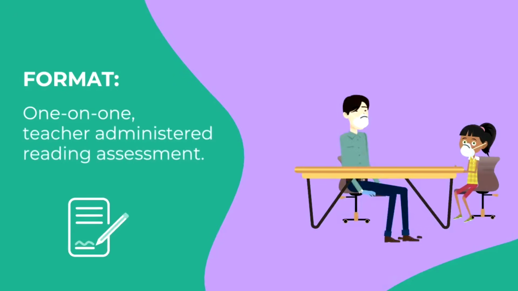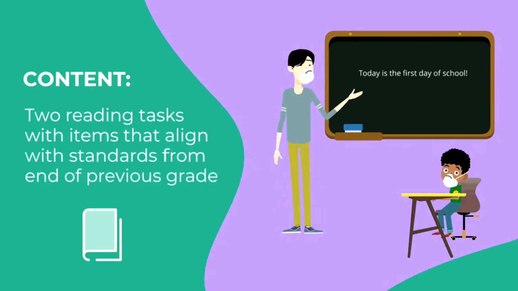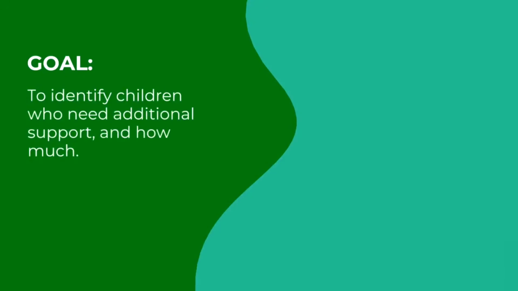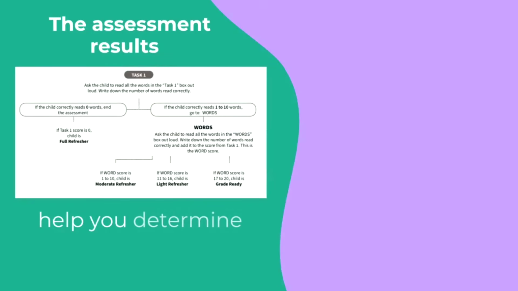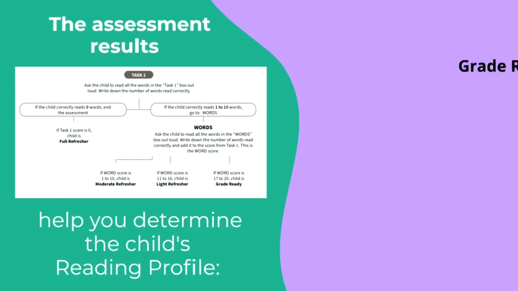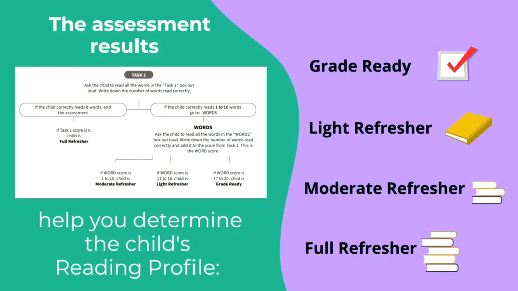The assessment is administered by a teacher and learners are tested individually. There are 2 reading tasks with items based on standards from the previous grade level. The goal is to help teachers identify children in need of additional support and understand how much is needed. The assessment results will help you determine the child's reading profile. Is the learner grade ready? Or is the learner in need of a light refresher, moderate refresher, or full refresher?